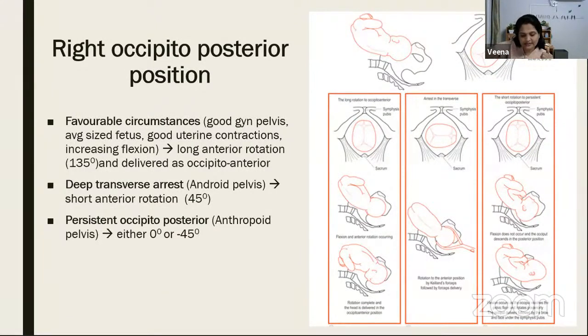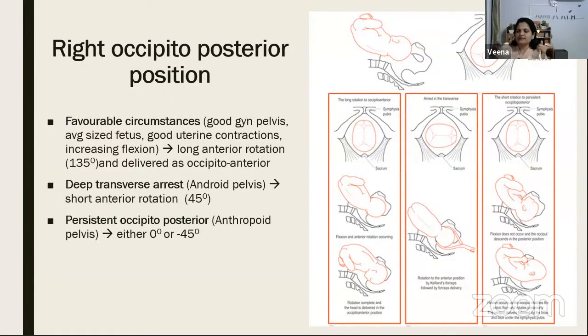Okay, so that is how the whole mechanism of labor happens in favorable circumstances. Now, we have another entity called deep transverse arrest. All of you would have heard of it. Deep transverse arrest is arrest of labor in the second stage of labor at the level of the ischial spines. Okay? That is typically seen in android pelvis.